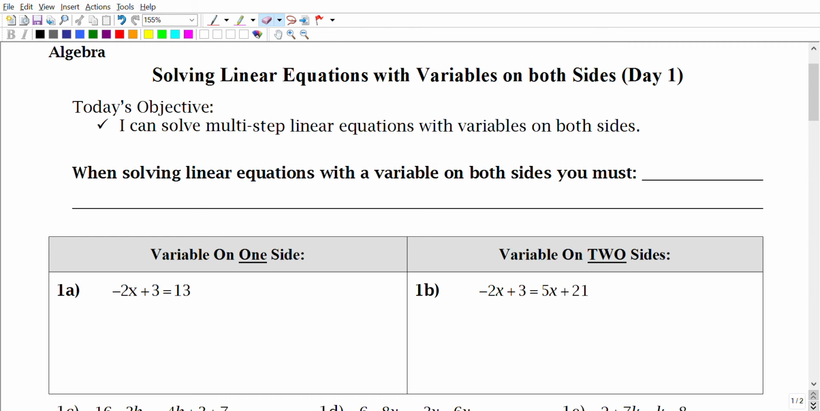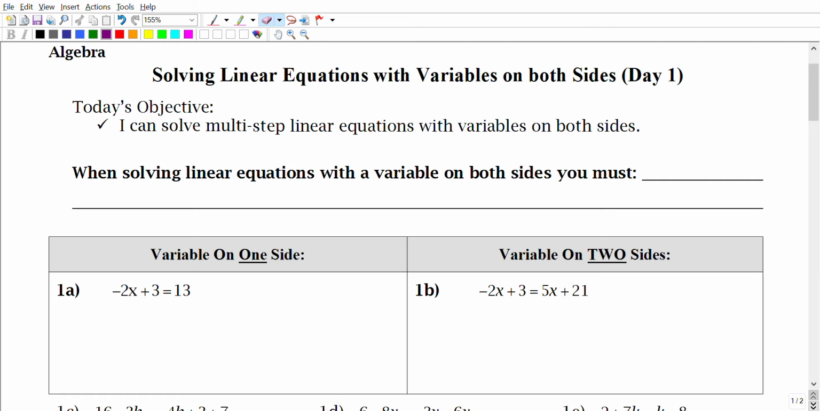Hey guys, so today we're going to be looking at section 1.5, which deals with solving linear equations just like we have before, except this time we're going to have variables on both sides. So that is our objective for today. We're going to solve multi-step linear equations with variables on both sides, so we need to know how to do that.